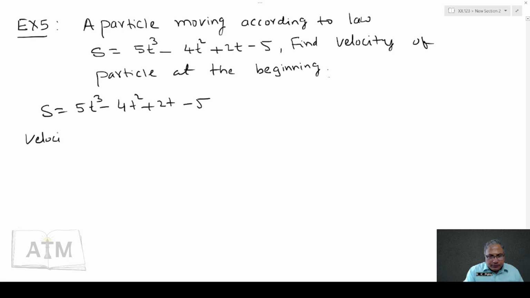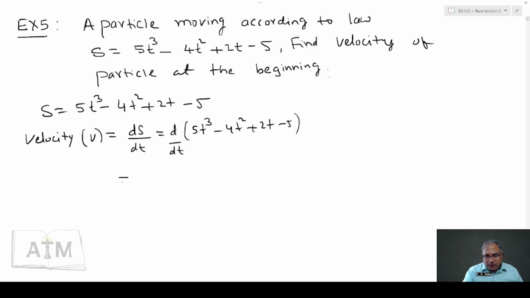Now velocity. So velocity v equals ds by dt. That is the differentiation of 5t cube minus 4t square plus 2t minus 5 with respect to t, which equals 15t square minus 8t plus 2. Now velocity at the beginning, that is t equals 0. To find velocity at the beginning, put t equals 0.